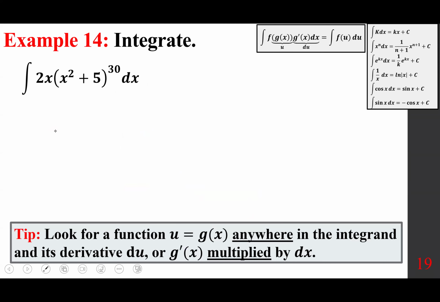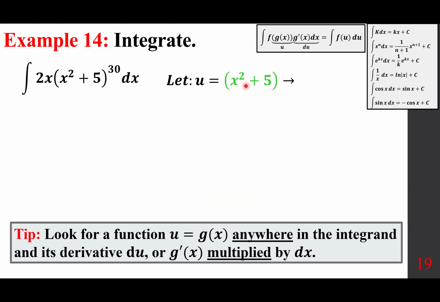We want to deal with the substitution, reminding everybody, here's the tip. Look for a function u equals g of x anywhere in the integrand, and its derivative du, or g prime, multiplied by dx. You're dealing with a polynomial x squared plus 5 and a polynomial 2x. X squared plus 5 is more complicated, which makes it a choice of u.